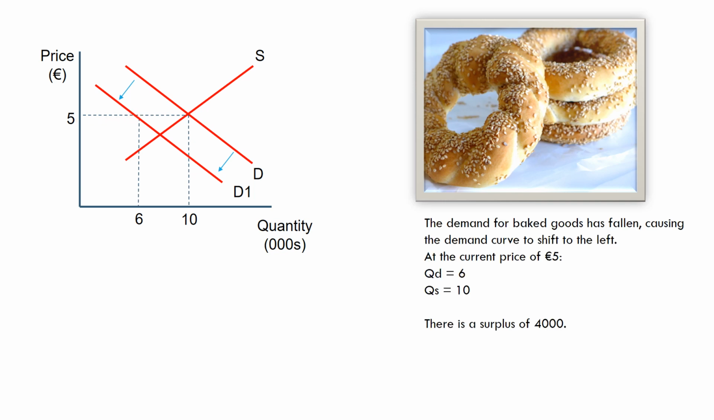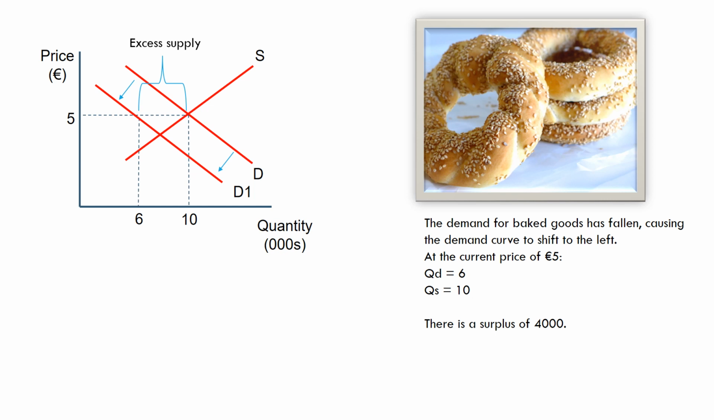So this would create a situation where we would have a surplus of baked products. There will be a surplus here of 4,000 of these delicious baked products. And we describe that as being excess supply. The bakery at a price of €5 would be making 10,000 and wishing to sell them, but there would only be demand now for 6,000. So there's excess supply, too many are being made.